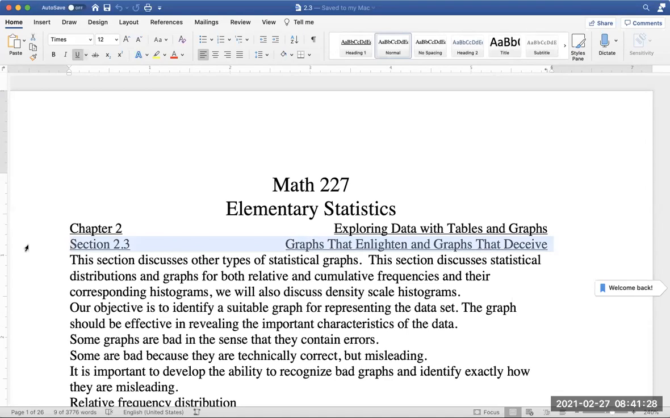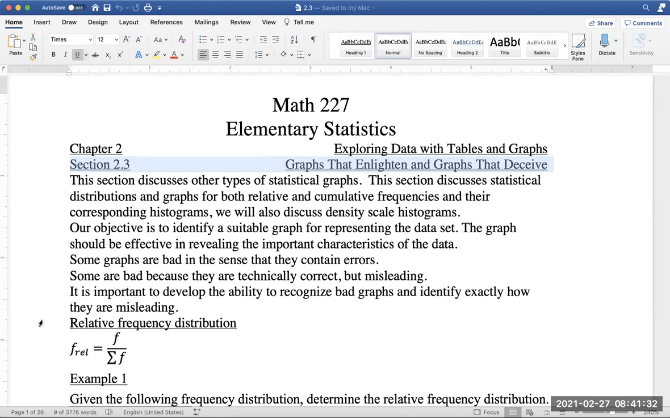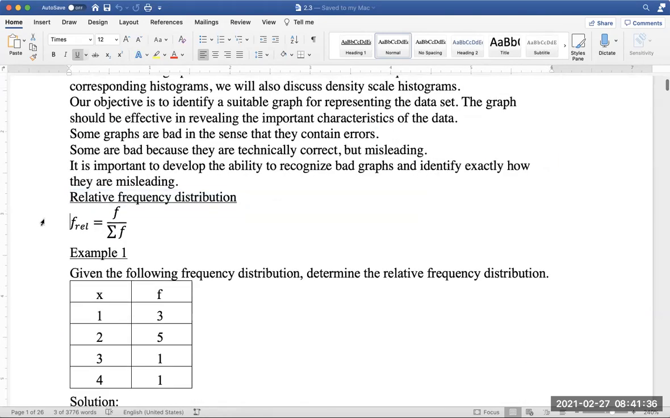Graphs that enlighten and graphs that deceive. So first, let's look at the relative frequency distribution. My relative frequency is the frequency divided by the sum of the frequencies. So let's look at the following example.